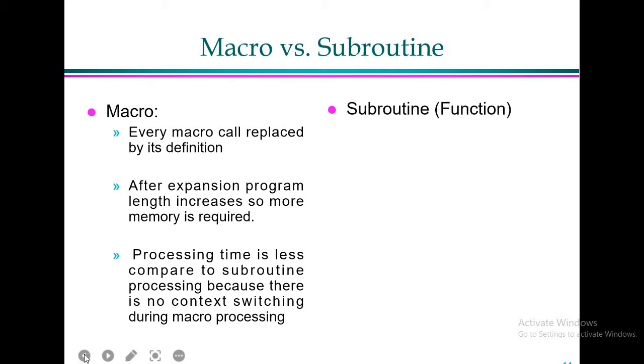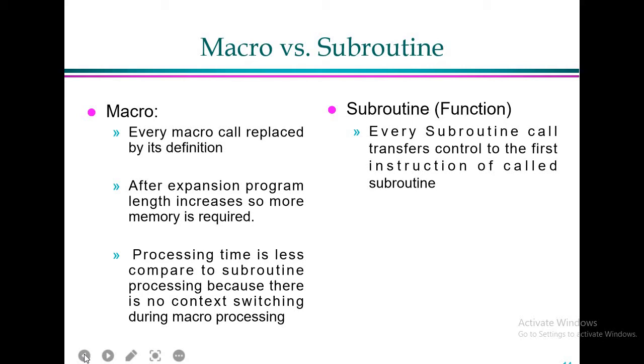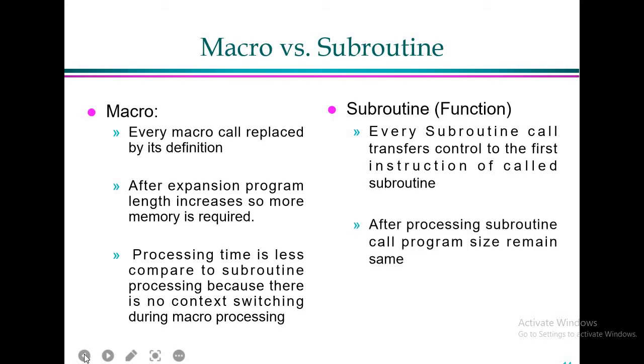What is a subroutine? A subroutine is also known as a function. Every subroutine call transfers control to the first instruction of the called subroutine, and after processing the subroutine, the program size remains the same because the control is transferred to its definition, but its definition is not replaced by its call. So we can say the program size remains the same. And last one is what? Here context switching is there, so processing time is increased in case of a subroutine. This is the difference between macro and subroutine.